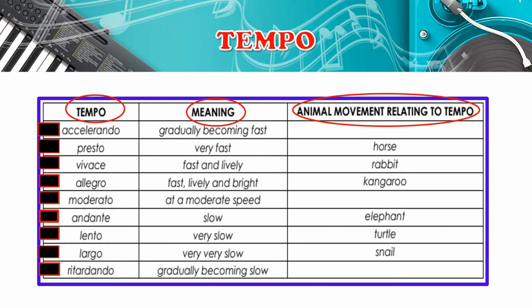In an animal movement, we relate this tempo to what animal? Like a horse. And of course, for number three, we have vivace. Fast and lively. Vivace means fast and lively. Listen to this.